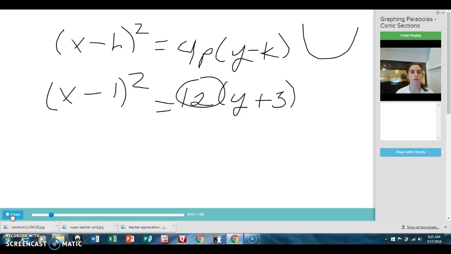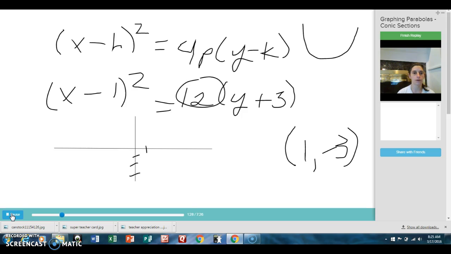So let's give ourselves a coordinate plane to work with. There it is, and an x-axis. There it is. Okay. And I'm going to begin by putting my center, or my vertex rather, on the picture. So the vertex is going to be the ordered pair 1, negative 3. There it is. So here's 1, 2, 3, right there.